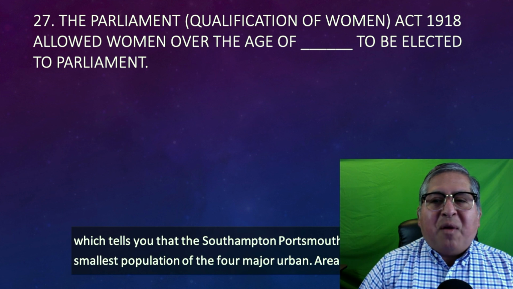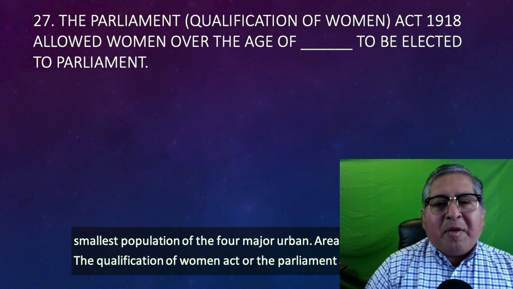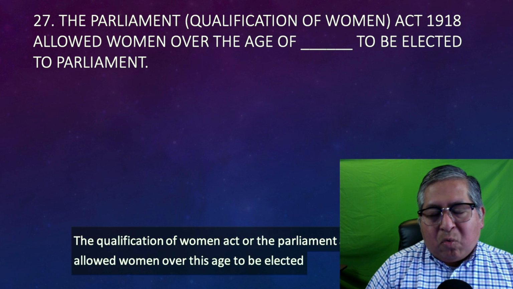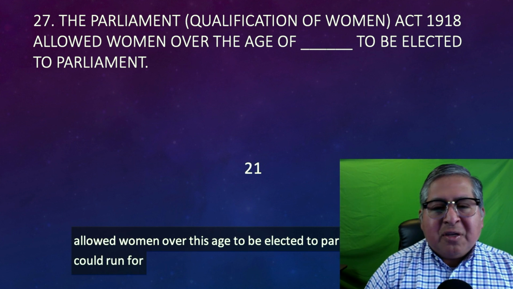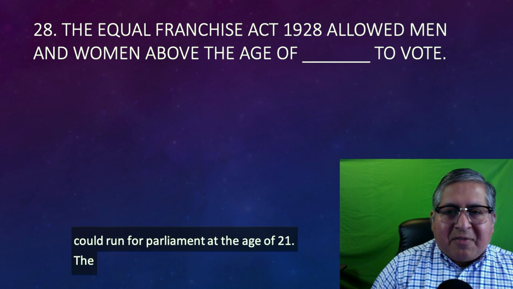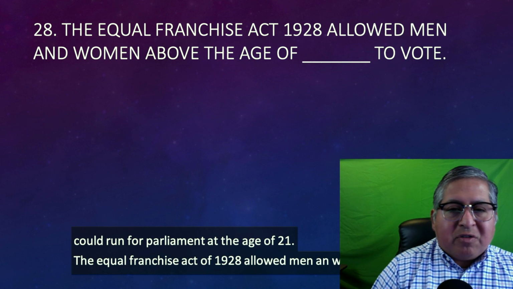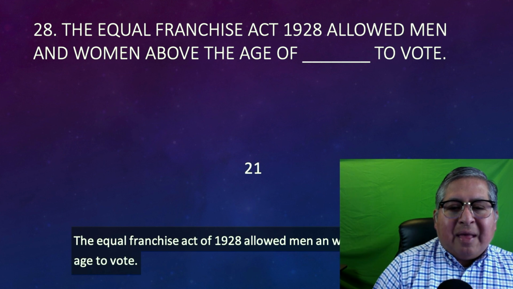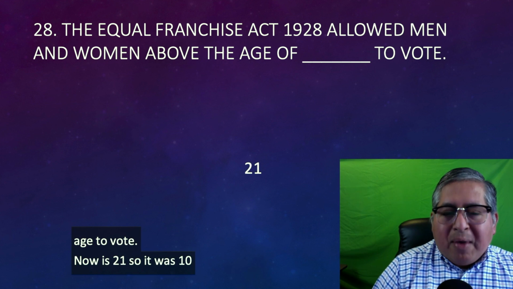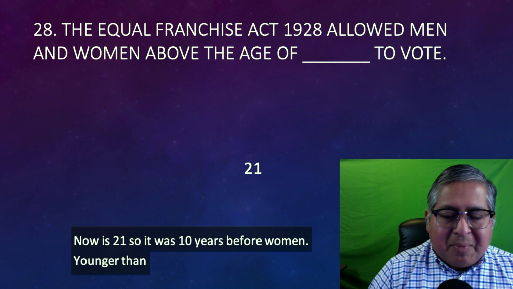The Qualification of Women Act, or the Parliament Act of 1918, allowed women over this age to be elected to Parliament. They could run for Parliament at the age of 21. The Equal Franchise Act of 1928 allowed men and women above this age to vote. And that was 21. So it was 10 years before women younger than 30 could cast a ballot.